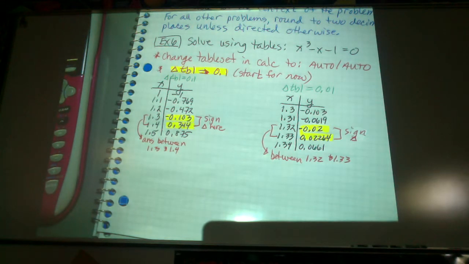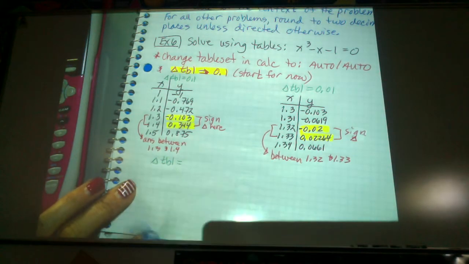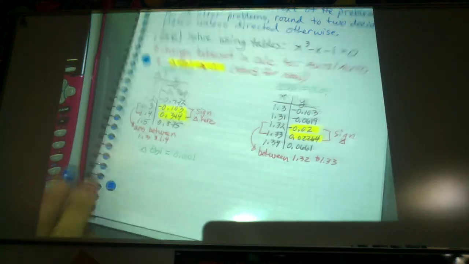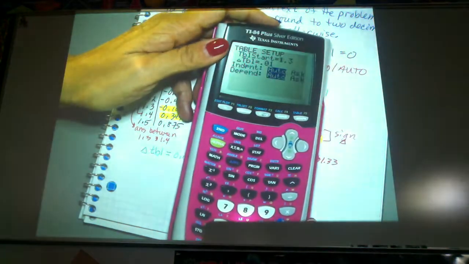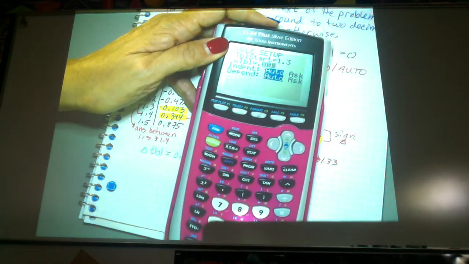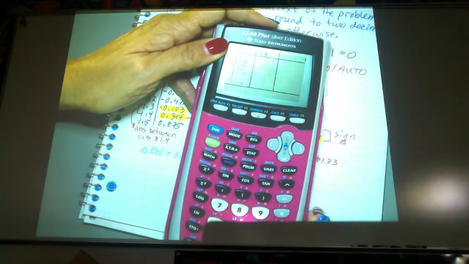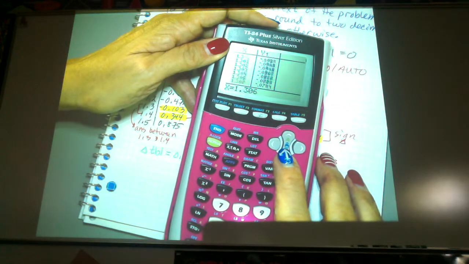So what am I going to change my table to this time? 0.001. So we're going to change this second table set. I'm going to change the change table. Whoops, I missed it. 0.001. Second table. I know it occurs at 1.32.